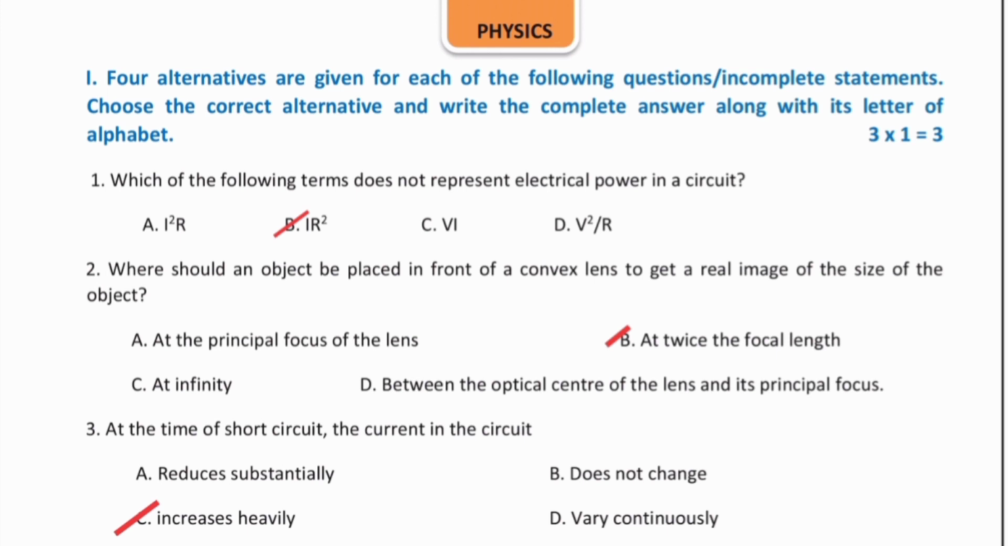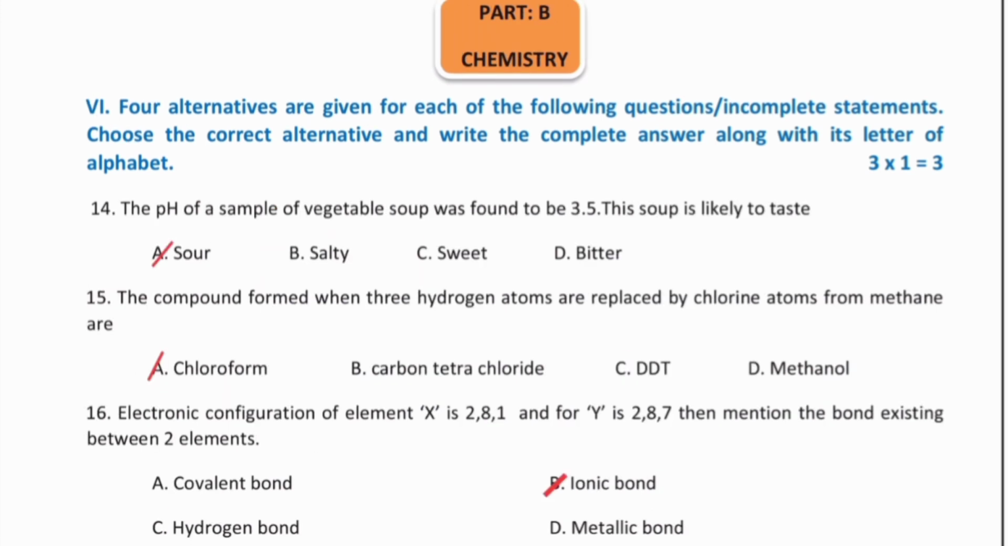At the time of short circuit, the current in the circuit, I have already explained, when there is a short circuit, the current increases abruptly, that is, it increases heavily. The correct answer is option C.